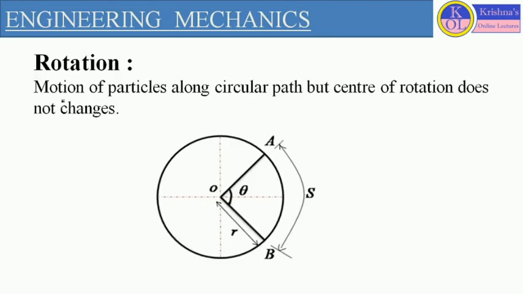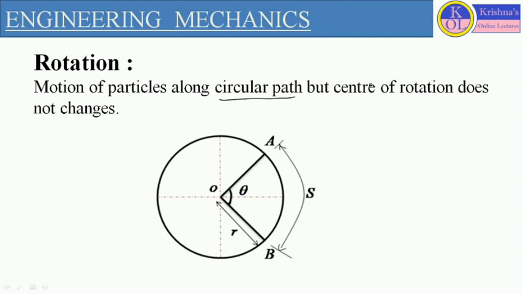Now we talk about rotation. Rotation is also a kind of curvilinear motion, where we consider motion of the particle along a curved path, but that curved path will be a circular path, or the particle will move along a circle. A circle has only one center. So the center of rotation of this curved path does not change. It has only one constant center.